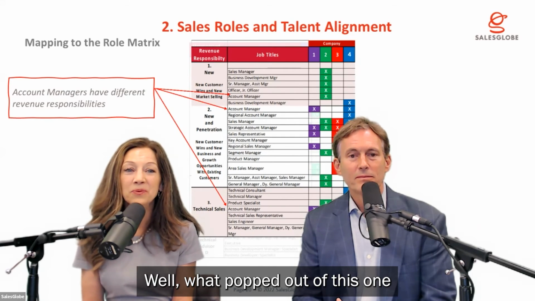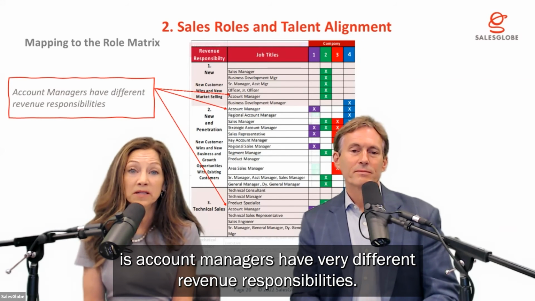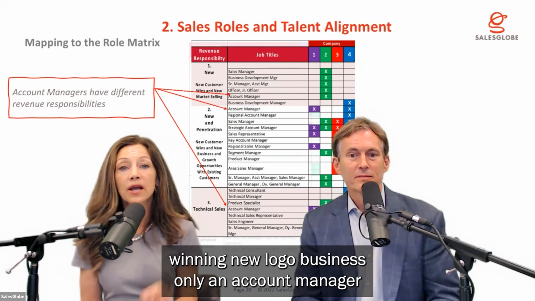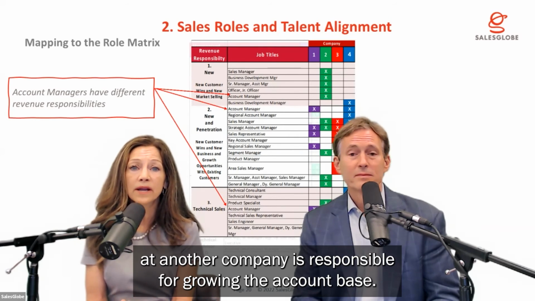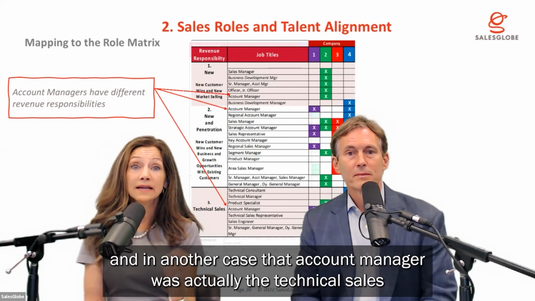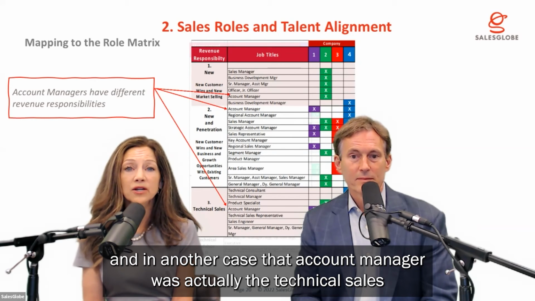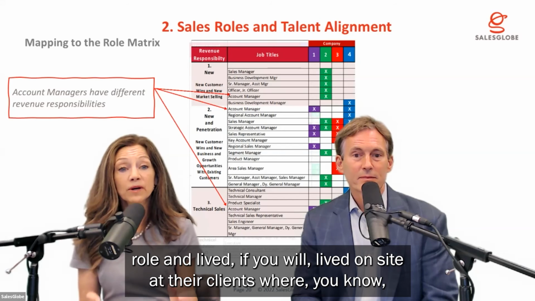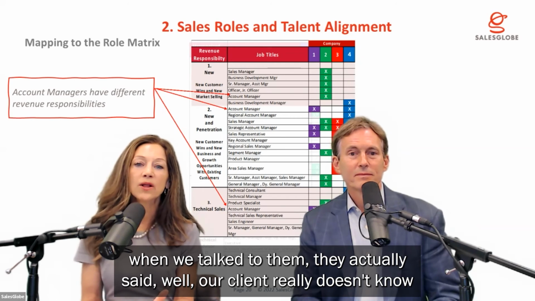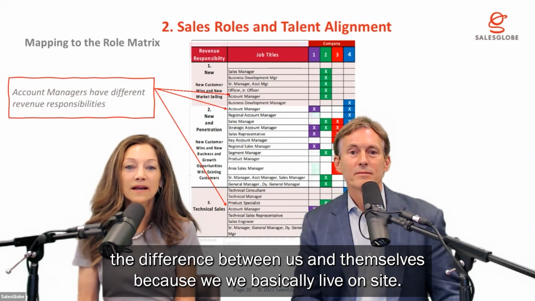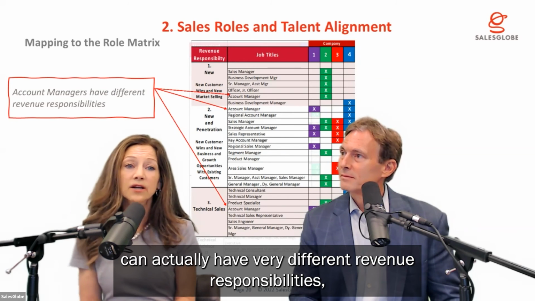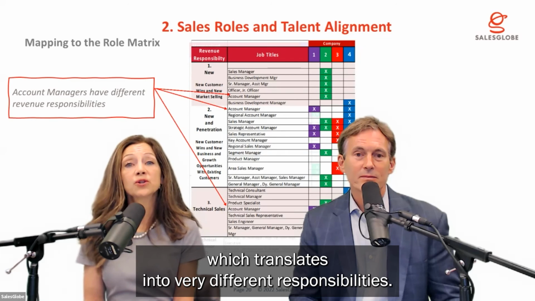Well, what popped out of this one is account managers have very different revenue responsibilities. So an account manager at one company, they're out there winning new logo business only. An account manager at another company is responsible for growing the account base. So what we're selling within an existing account, growing more of that year over year. And in another case, that account manager was actually the technical sales role and lived, if you will, on site at their clients where, when we talked to them, they actually said, well, our client really doesn't know the difference between us and themselves because we basically live on site. So account manager, which has a lot of assumptions, can actually have very different revenue responsibilities, which translates into very different responsibilities.